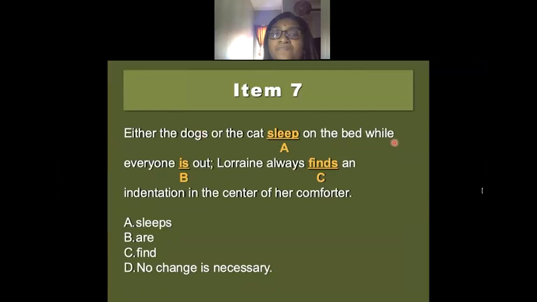A. Sleep. Good. Sleeps. All right. Okay. So that's because we are referring to the word either. So they are denoted as singular.